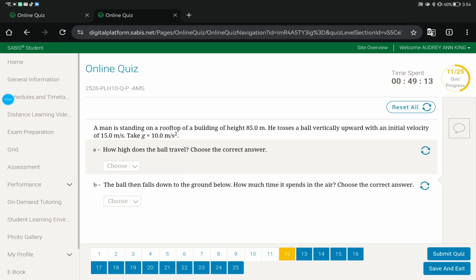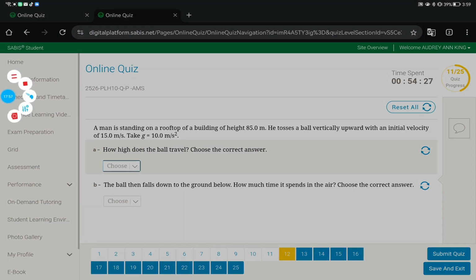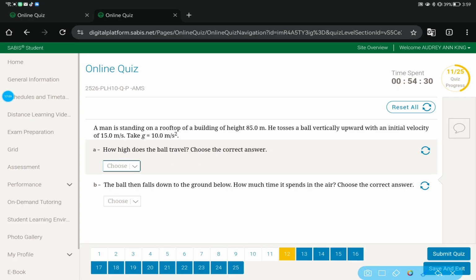A man is standing on a rooftop of a building of height 85 meters. He tosses the ball vertically upward with an initial velocity of 15 meters per second. Take g as 10 meters per second squared. Okay, so we have the height of the building, which is 85, and we have the initial velocity, which is 15, and we have g, I guess, which is 10.